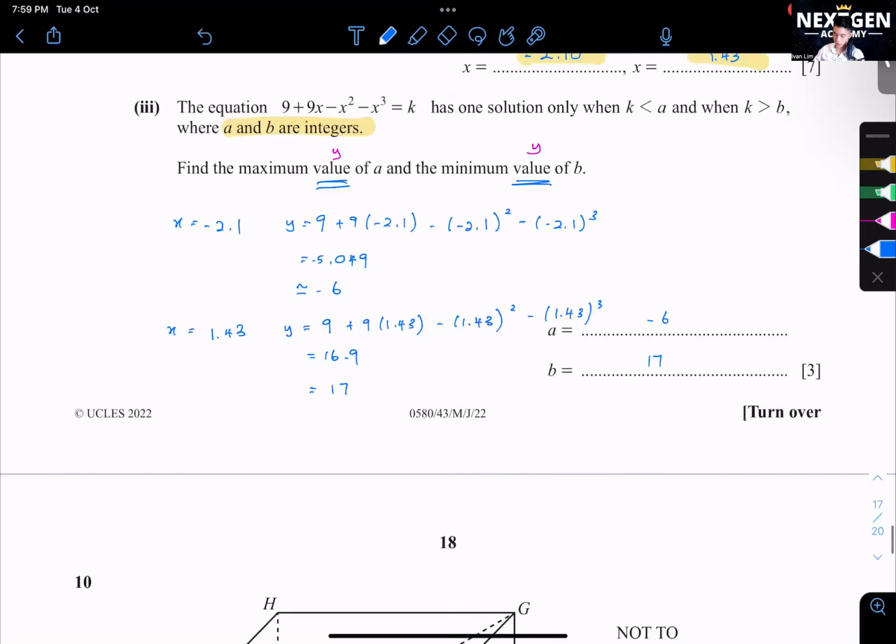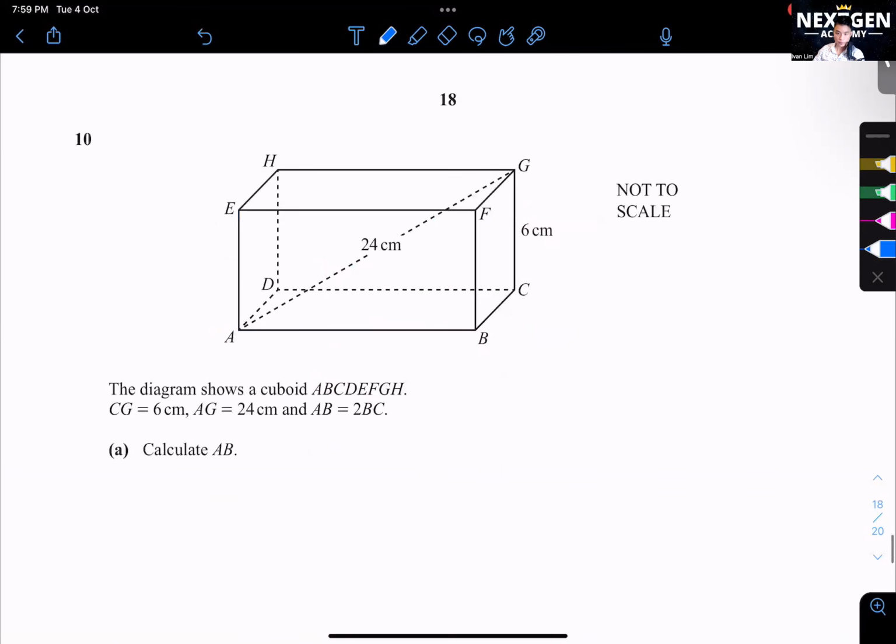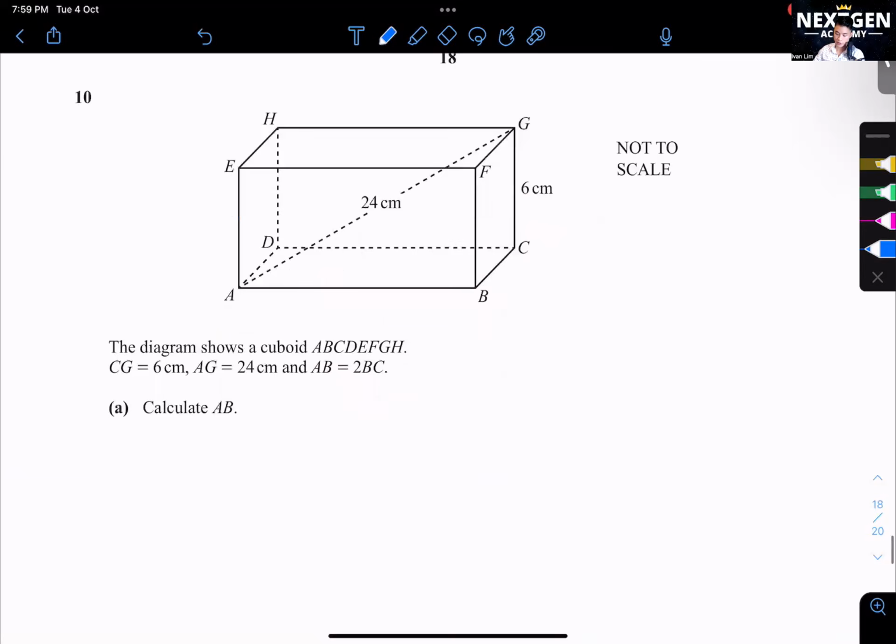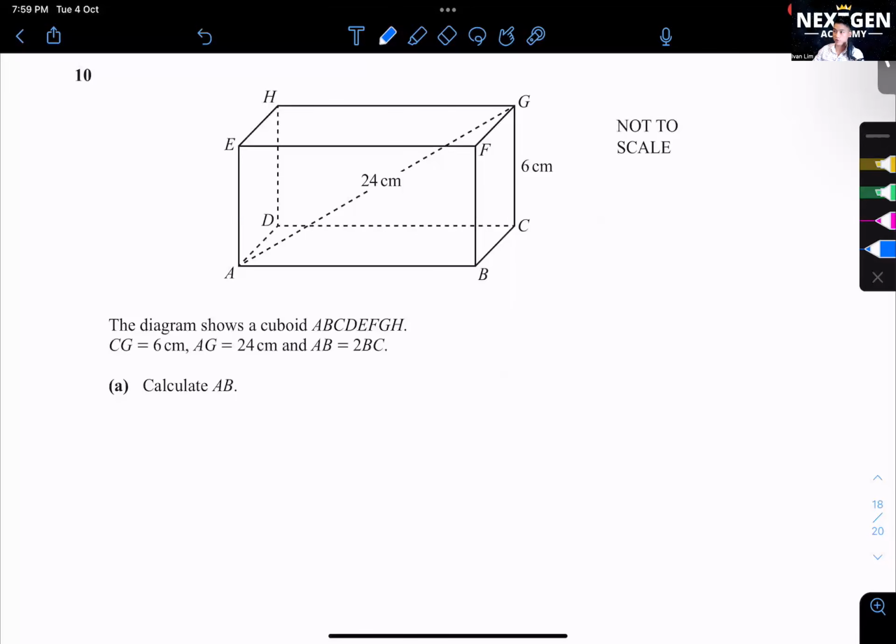Okay, last one for today. I just put in the x only, because they want you to find the maximum and minimum value. Turning point is where your maximum and minimum point is at, right?